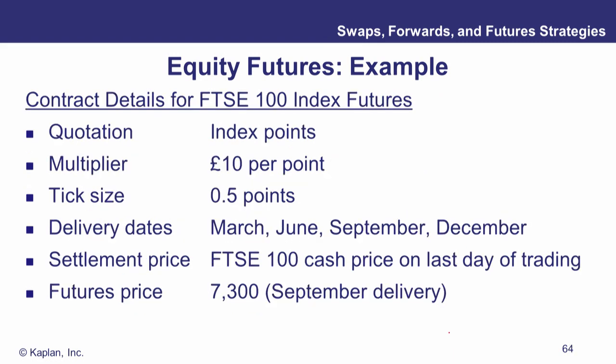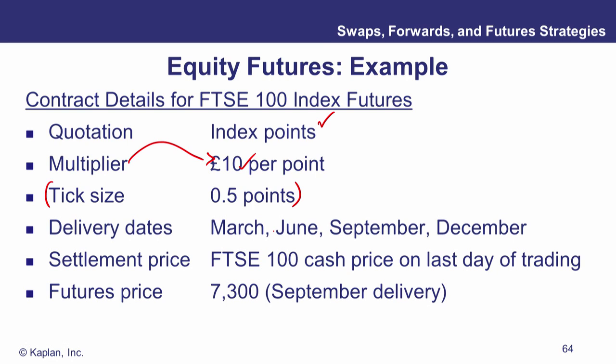Well, here it is. It's quoted in index points. The multiplier is £10 a point. So your exposure for one contract is contract price times £10 per point. Yes, there's a tick size, which is a minimum movement in the futures price. Kind of in parenthesis here because it's not massively important for us. It's £10 per point. That's the important thing.